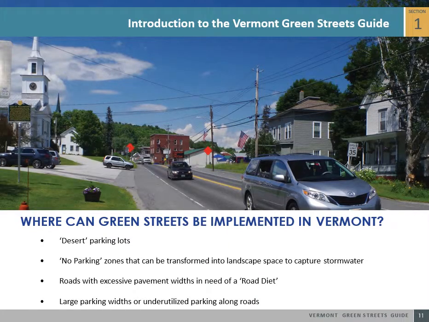Finally, our last example are large parking widths or underutilized parking along roads. So as you can see in this picture, there's this long strip of shoulder next to this road that's used for parking, but not many people need to use it. So maybe that could be turned into a green strip with trees and maybe some shrubs.